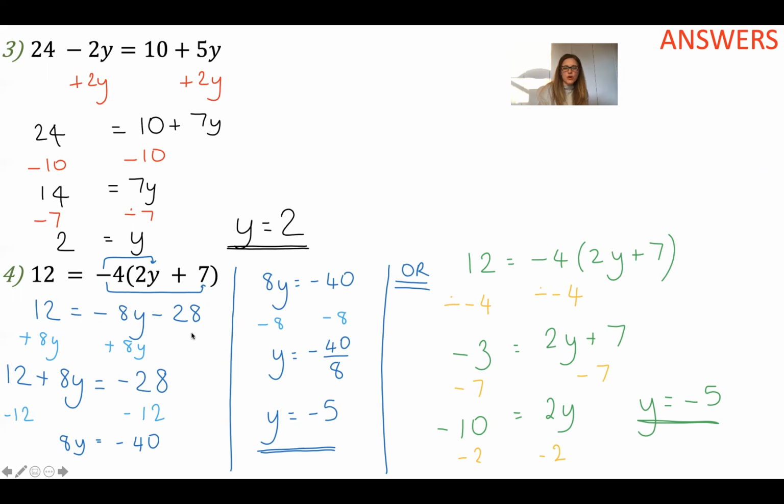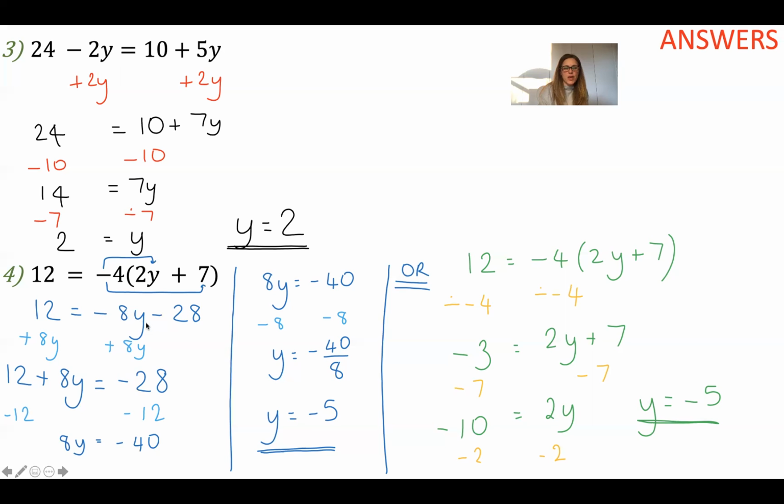Question 4. There's 2 different options here. I've got a solution shown in blue and a solution in green. You're going to get the same answer, but let me just show you the different methods. Most people tend to choose the blue method, where we expand the single brackets first.